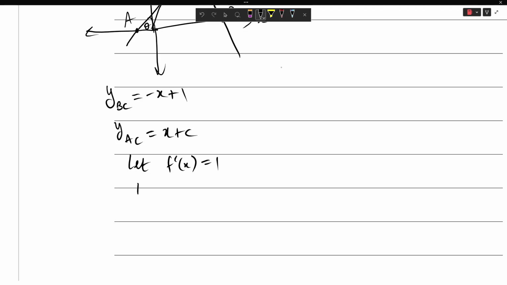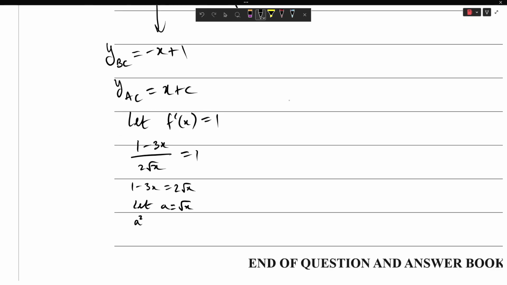Now f dash x, that's 1 minus 3x over 2 root x, and that has to equal 1. This means 1 minus 3x has to equal 2 root x. The next thing I'm going to do is let a equal root x. This means a squared should be equal to root x whole squared, which is just x. So we get 1 minus 3a squared has to equal 2a. The next thing I'm going to do is move everything to one side. So you'll get 3a squared plus 2a minus 1 has to equal 0.